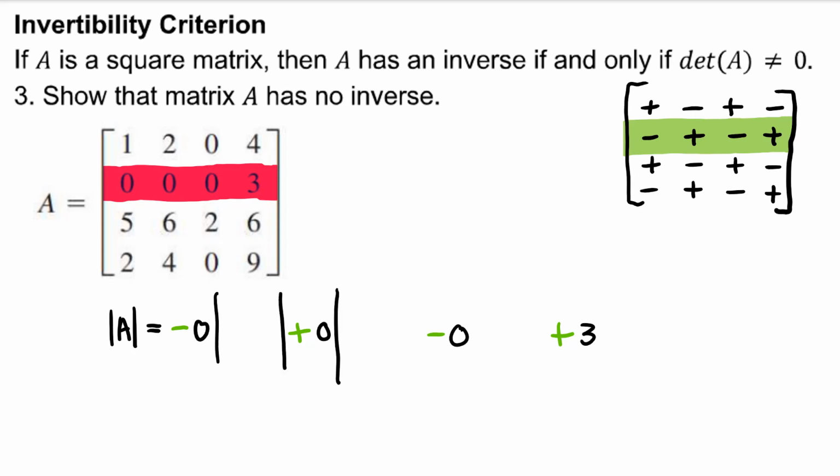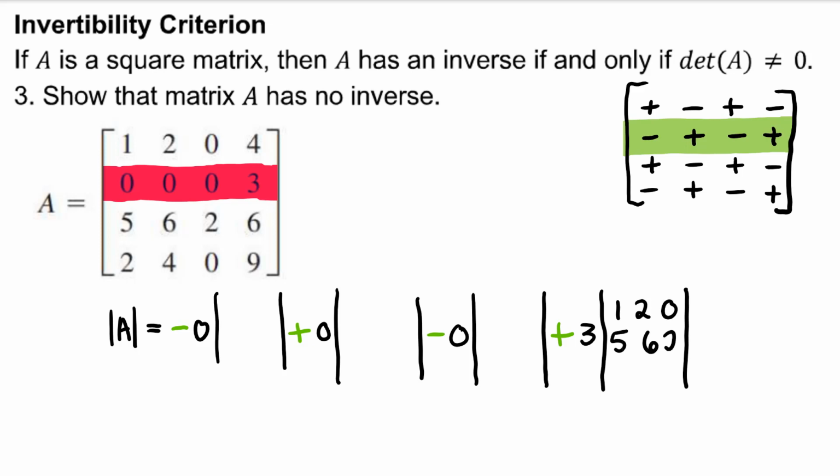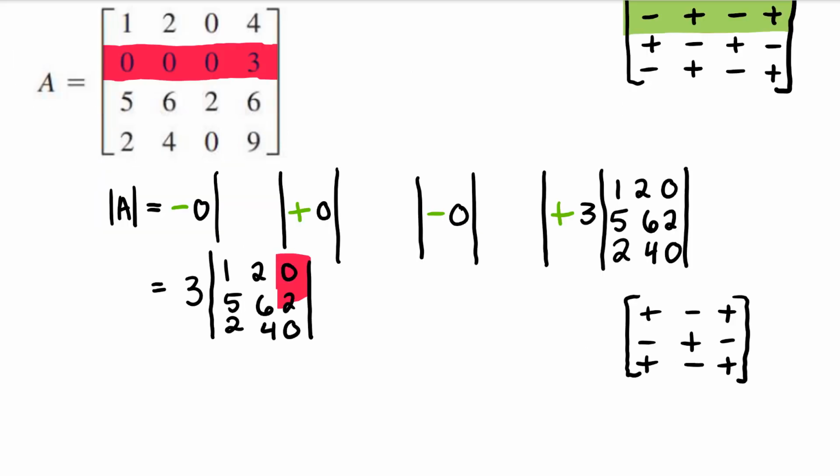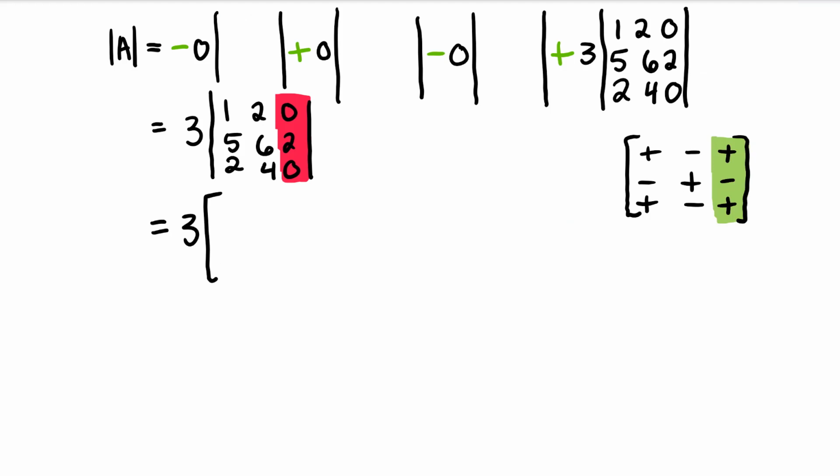Now each of these constants will be multiplied by a 3x3 matrix, but the ones that are multiplied by 0 will just become 0. So I'm left with 3 times the determinant of this 3x3, 1, 2, 0, 5, 6, 2, 2, 4, 0. I'm going to expand this 3x3 determinant by the third column because it has 2 zeros in it. The signs for the third column are positive, negative, and positive. The constants are 0, 2, and 0.